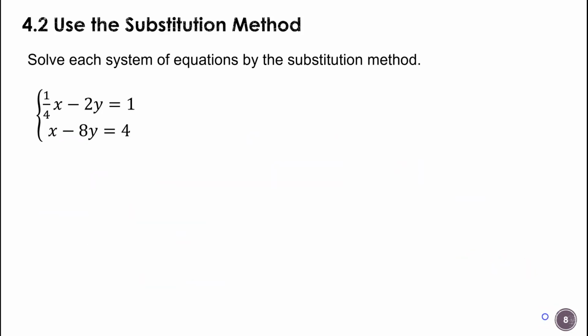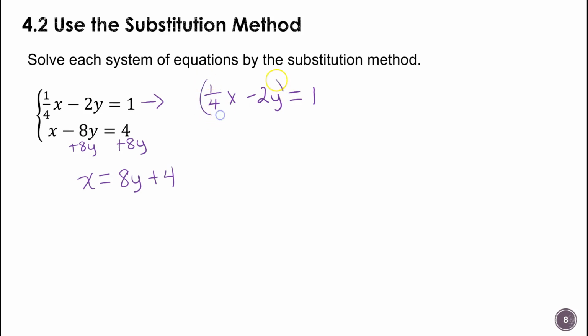Okay, next. So I would advise on this one that we take the second equation and solve it for x by adding 8y to both sides. So x equals 8y plus 4. Now on this first equation, I'm going to clear the fraction of 1/4. So if I multiply everything times 4, then I get x minus 8y equals 4. If I solve that for x by adding the 8y, then x is 8y plus 4.